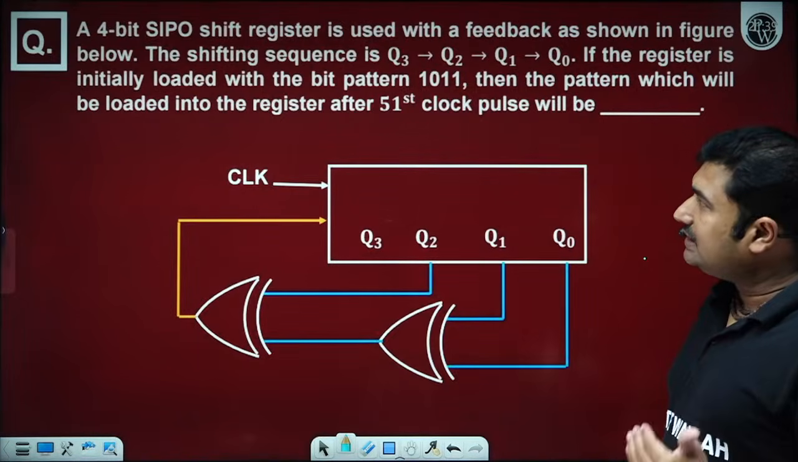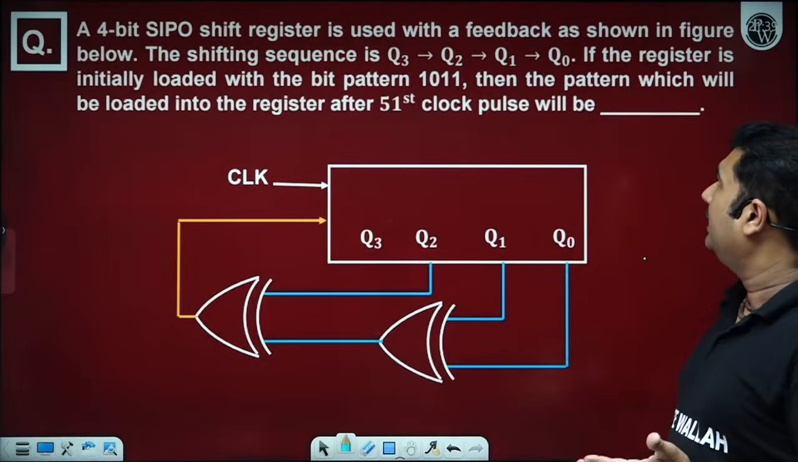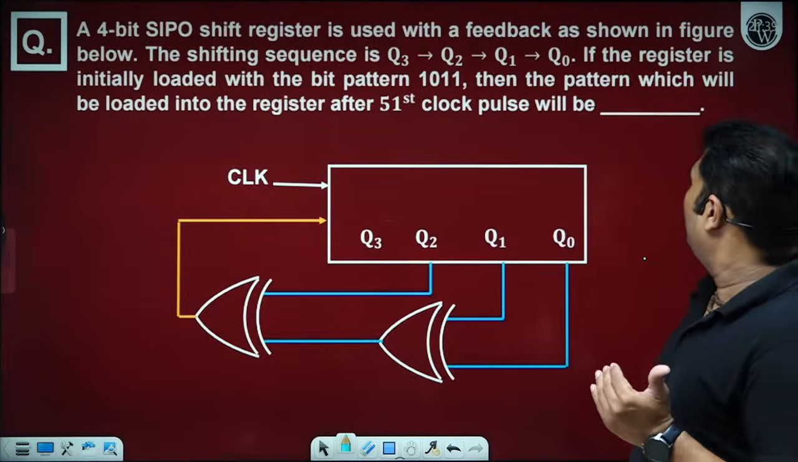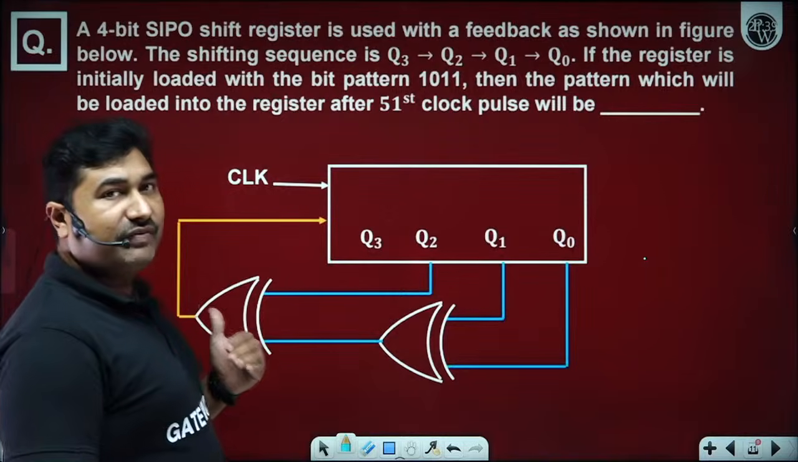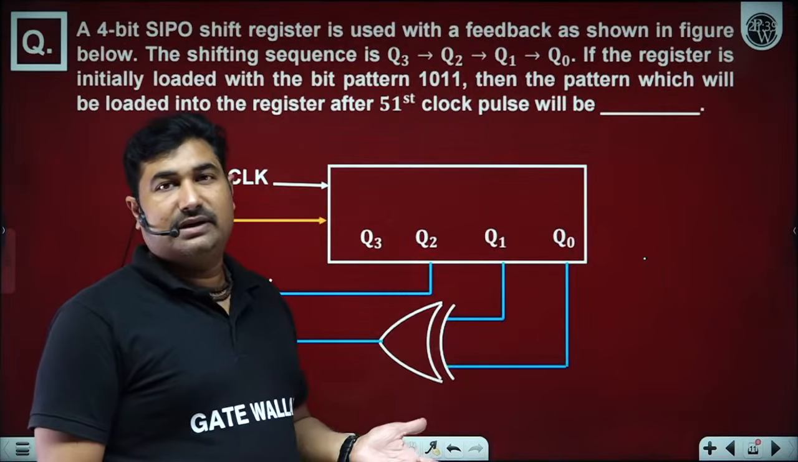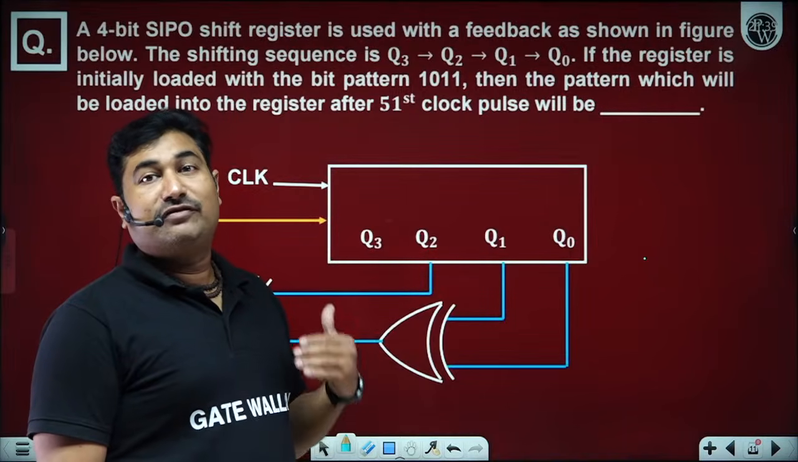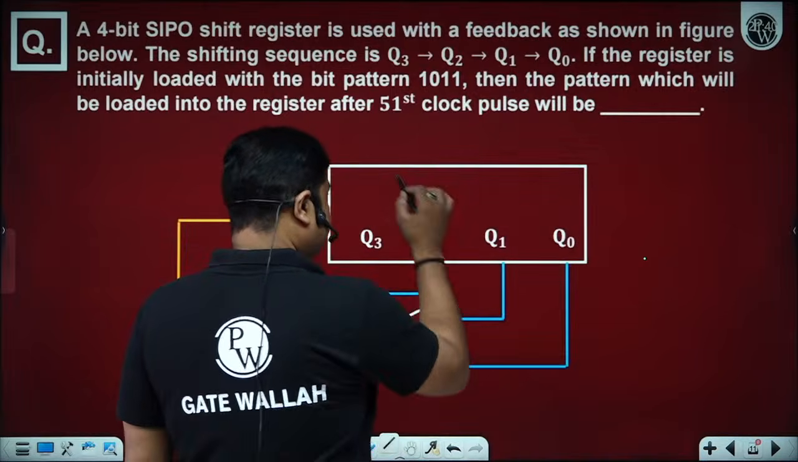If the register is initially loaded with the bit pattern 1011, then the pattern which will be loaded into the register after the 51st clock pulse will be? You have to find the data in the register after 51 clock pulses. Is it okay? Yes, sir.